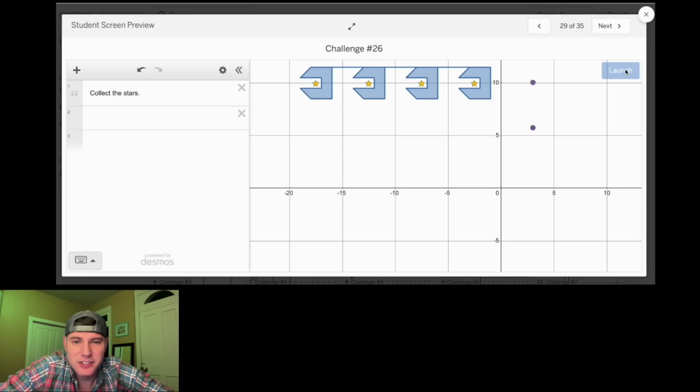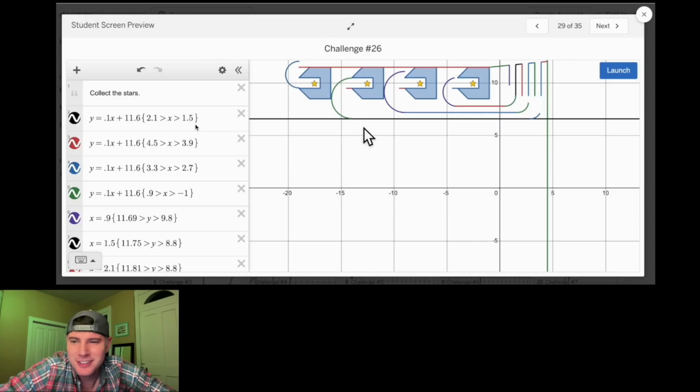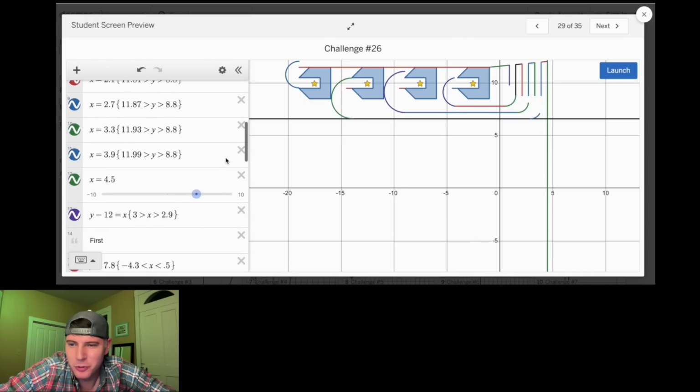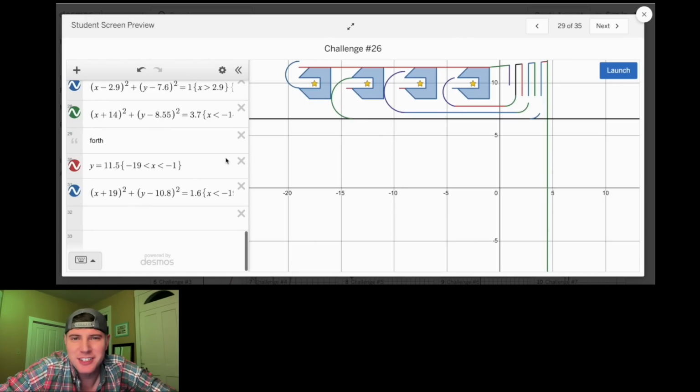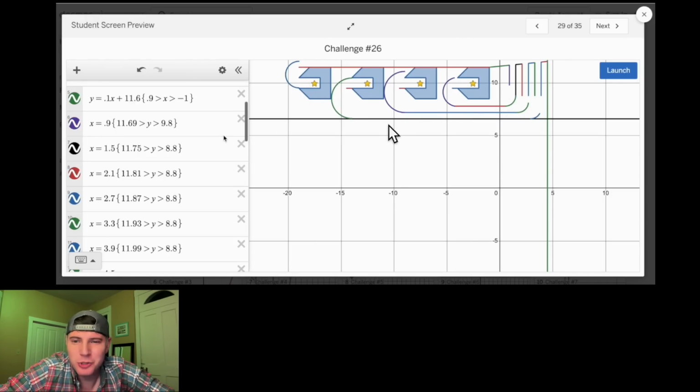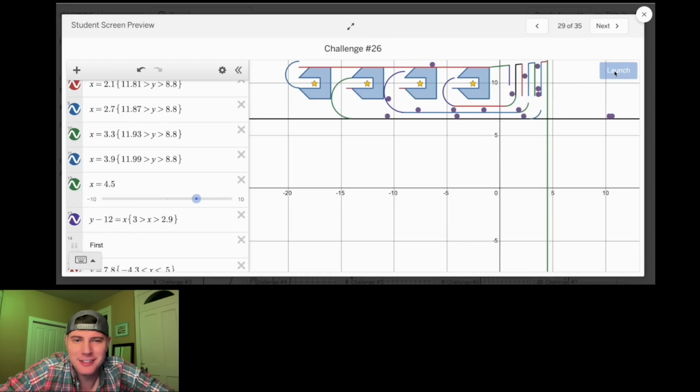So here's the one we're trying to solve. The marbles come from here and we're trying to collect all these stars. The first one is Aaron's. Here it is right here. And here's all the formulas. His uses 26 equations. And it's got a cool shape to it. Let's watch it.